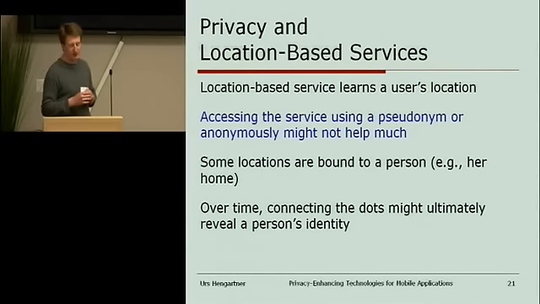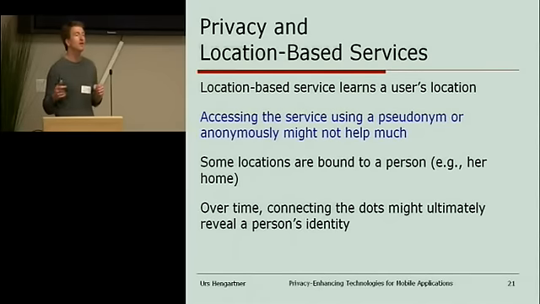Some people react to this by saying, well, you don't have to reveal your identity to the service, you just use the service pseudonymously, or even anonymously, right? So that the service is not going to learn your identity. There's a problem with this statement in that some locations are bound to a particular person. So even if you don't reveal your identity to the service, from your location the service might still be able to figure out who you are, right? For example, your home. Your home is typically bound to you as your identity, right? So from learning the location, the service could infer your identity.